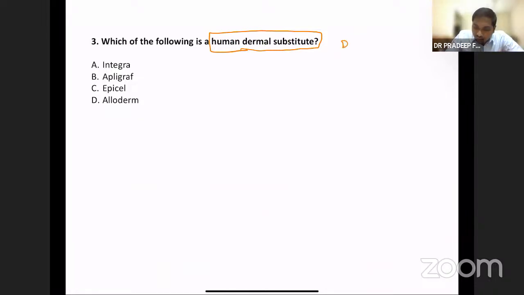The dermis is the most important skin part that starts regenerating. That's why when you do a split thickness skin graft, the donor area can heal by itself because of the regenerating cells from the dermis. So what are the cells present in the dermis? They are called fibroblasts. What are the cells present in the epidermis? They are called keratinocytes.